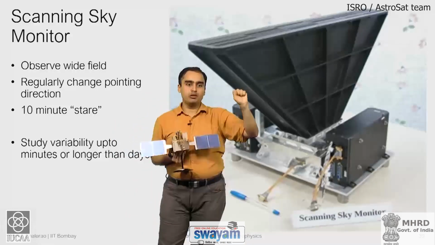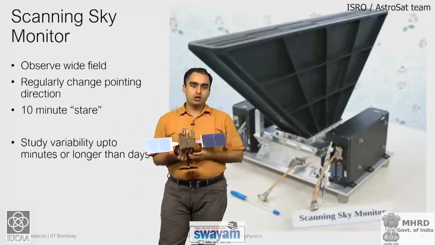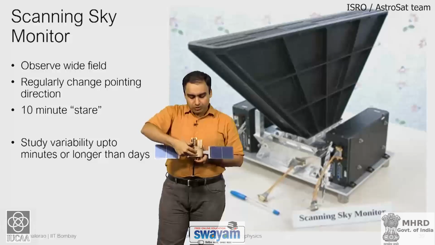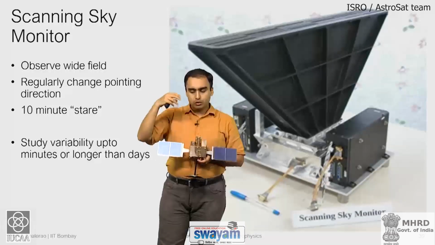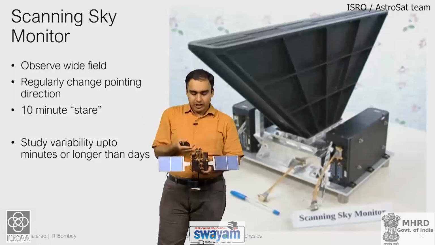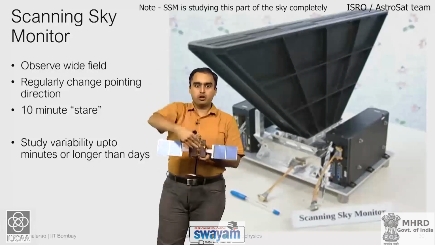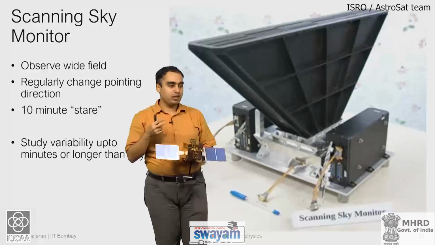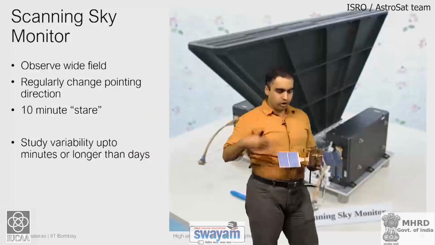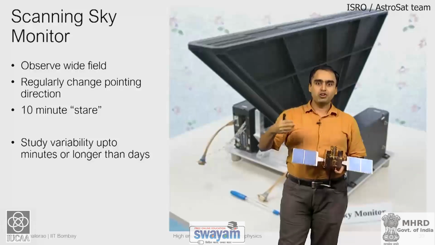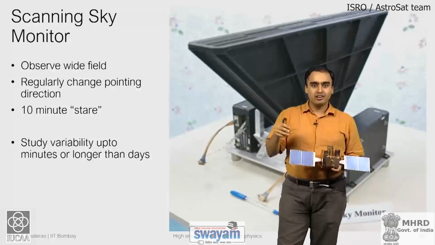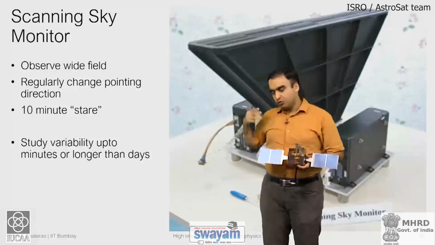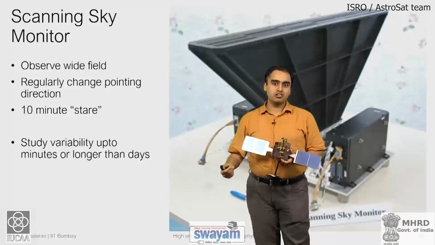You stare at it for about 10 minutes, so that you measure the brightness of every source. During that 10-minute stare, you measure the brightness of every source in that region, and then the units actually rotate slightly, so that you now see a different part of the sky. So, while AstroSat, suppose in this orientation, is observing a source at the top, the SSM is studying this part of the sky completely. This is fantastic for studying variability on timescales of minutes or longer. Now you have a measurement of the brightness of every source in the sky over a period of days. You are seeing it every single day and measuring its brightness. So, for variabilities longer than days, a scanning sky monitor is the kind of idea that you want to use.